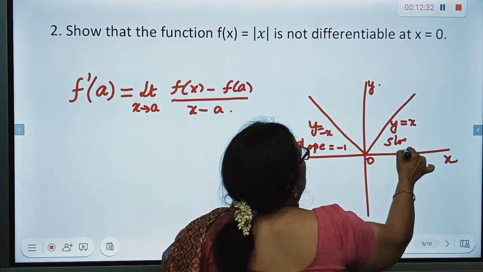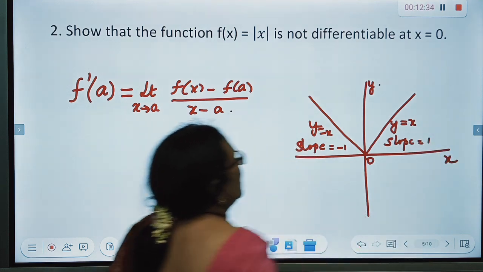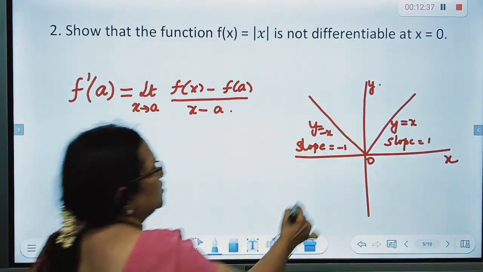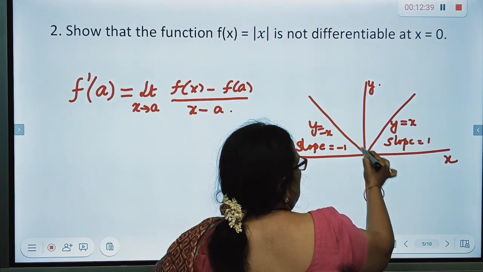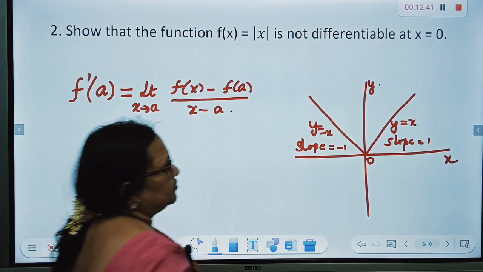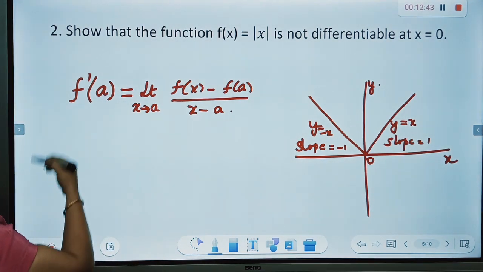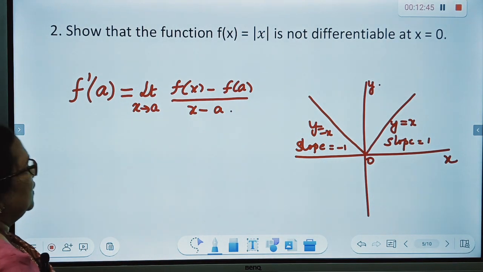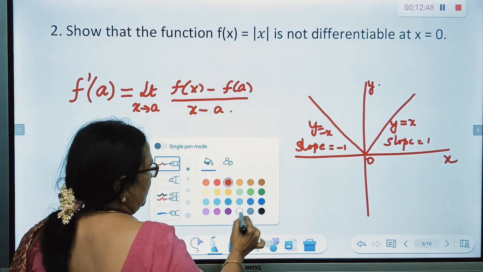Here the slope is 1. So at 0 it is not differentiable. That is what is reflected in this sharp corner that you have. Now, we are also going to prove it theoretically that it is not differentiable.